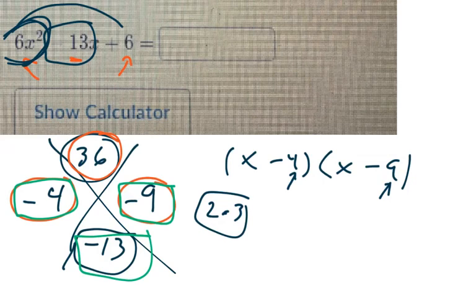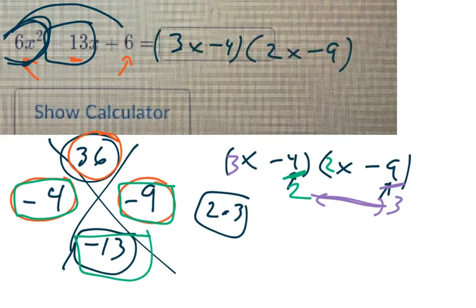Now, 4 divides by 2. So how about we divide this by 2, and then times the other factor by 2. And then the 9, of course, divides by 3. See right here? 2 times 3 is a 6. So once I divide by 3 there, I times that by 3, right? So what's our final answer? 3x minus 4, 2x minus 9.